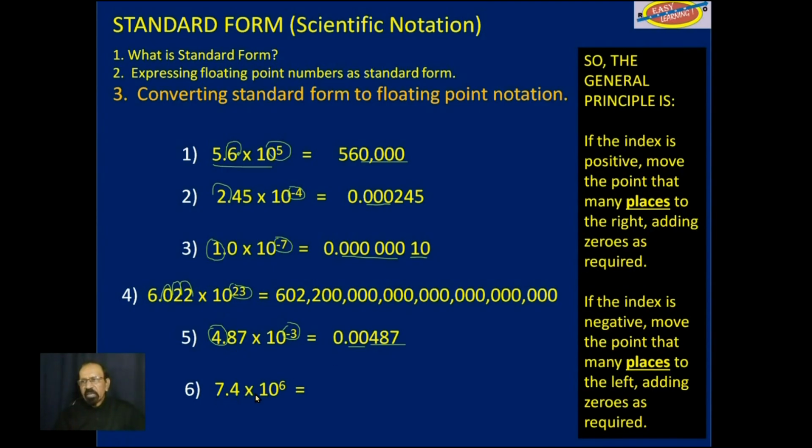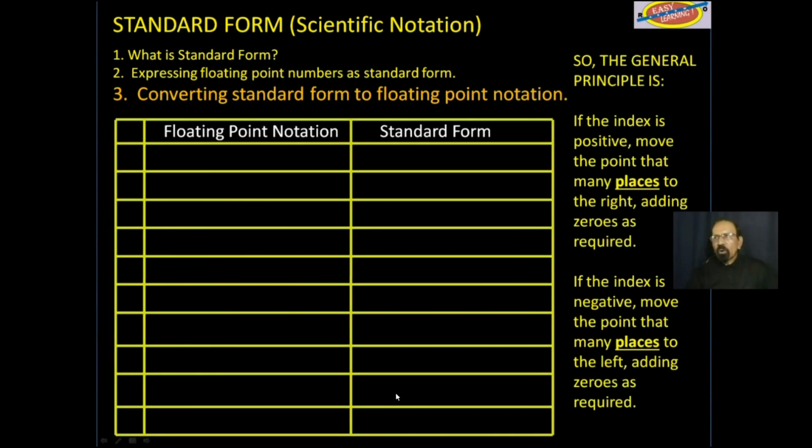7.4 times 10 to the 6th power, 7.4 exponent 6. Because this is positive, that number is greater than 1. So we will move this point 6 places to the right. The 4 will take up 1 of the spaces, so we will add, after 74, 5 zeros. All right, let's see how well we learned that.